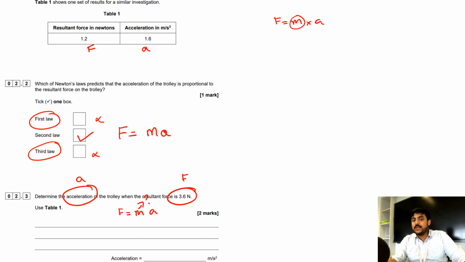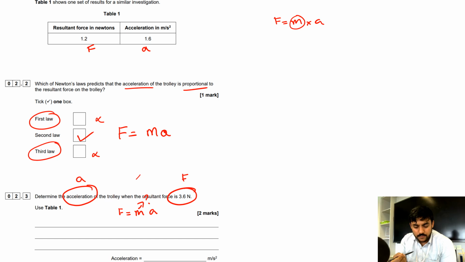But they don't say use the physics equation sheet. Often when they ask you to write down or do a calculation, they will say use a physics equation sheet. Instead they say use the table. This is where the whole question has to be read together. It already tells you that acceleration of the trolley is proportional to the resultant force. That means if I double the force, I double the acceleration. If I triple the force, I triple the acceleration.